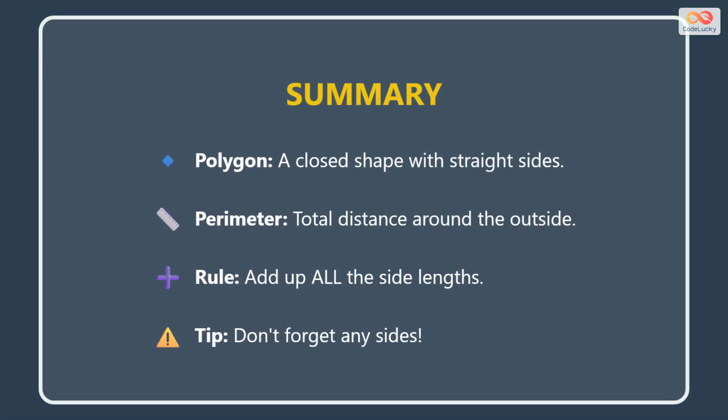To wrap up, remember these key points. A polygon is a shape with straight sides. The perimeter is the distance around it. To find it, you simply use addition to sum up every single side length. And always double-check that you didn't miss a side.